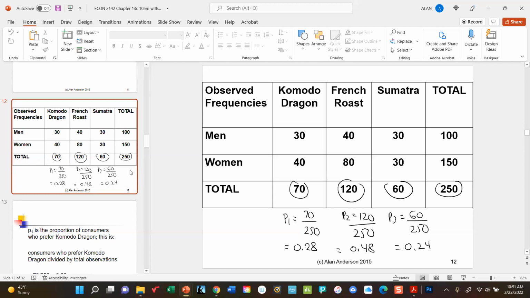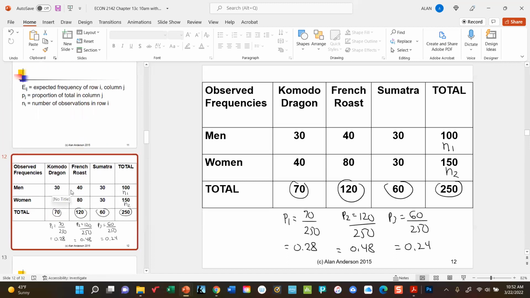Now, the logic of this test is that being the case, we would expect 28% of the men like Komodo dragon best, and 28% of the women do as well. All right, so that's what we're trying to find out. Now, as far as the n's are concerned, this is N1, this is N2. N simply means the row total.